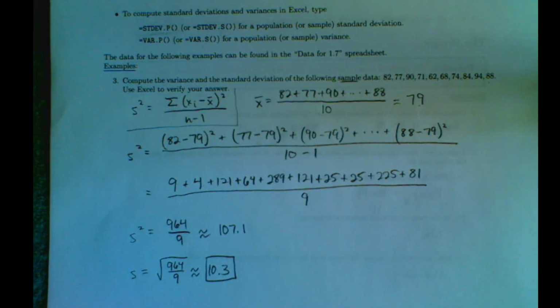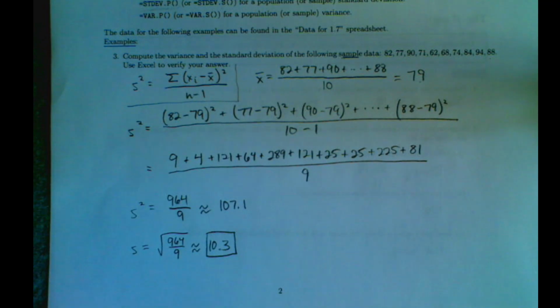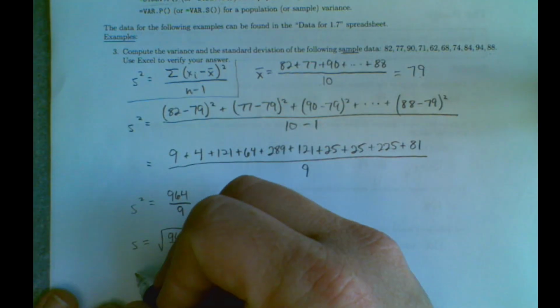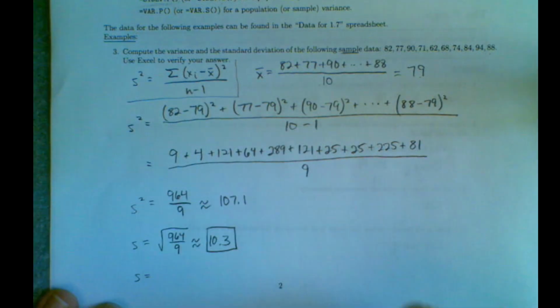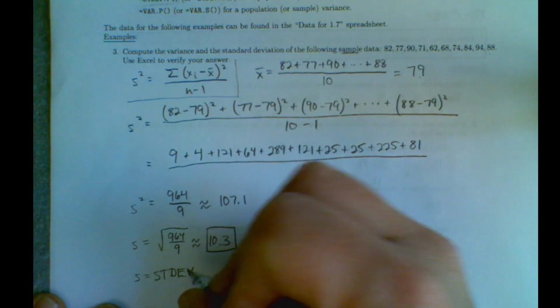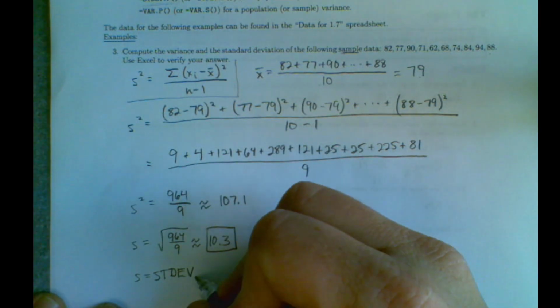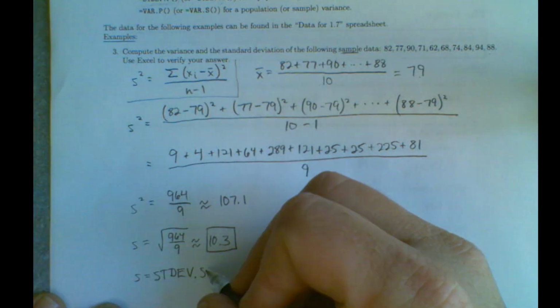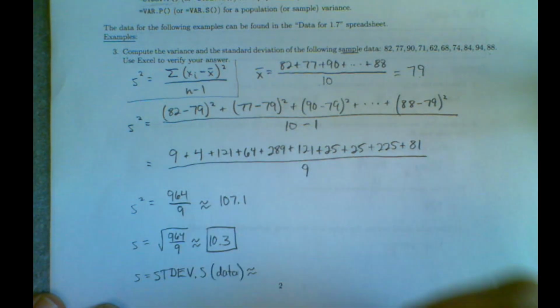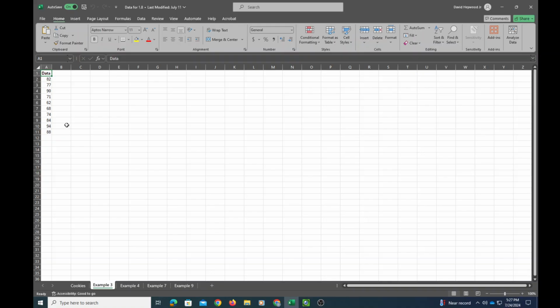It's a little bit of a nasty process, so we're happy that we have Excel to just do this for us. In Excel, the way this would work is we would type in standard deviation equals stdev.s, because we want a sample standard deviation of our data. Okay, so let's see if we can get Excel to do this for us. So here's our data set. It's under example 3.